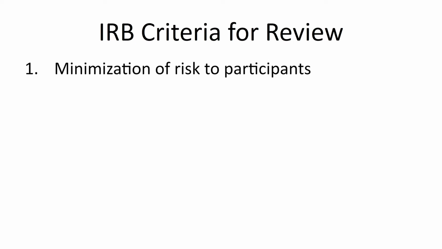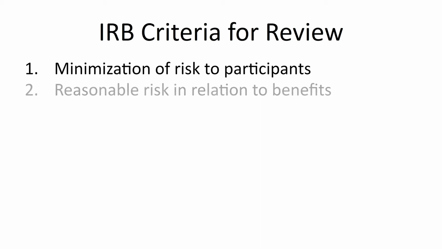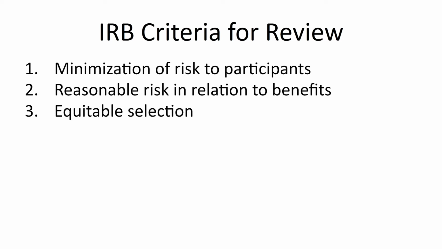Those criteria include the following: the minimization of risk to participants. So they want to make sure that you are doing everything you can to minimize any potential for harm. Second one is reasonable risk in relation to benefits. If there are any risks in your study, and there are always going to be risks, they want to make sure that the benefits outweigh those costs. Third one is equitable selection. They want to make sure that you're treating your participants fairly and you're selecting them in a fair manner.